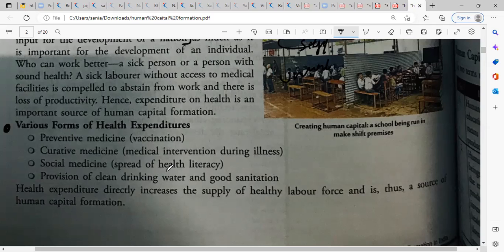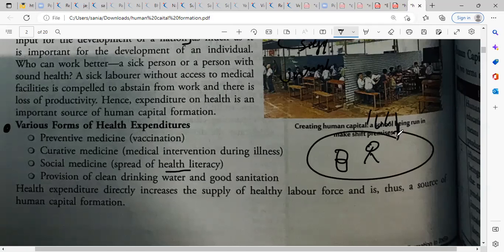Then social medicine. So for example, health literacy, people should be made sure of it. For example, this is me, I'm a labor, right? And it's raining too hard, and still I'm working, though I'm not taking care of my health, right? So that means social medicine. Social means people should be health literate. People are not aware that health is important. They think like money is everything. They don't think health is wealth. No, they think wealth is wealth, not health is wealth.